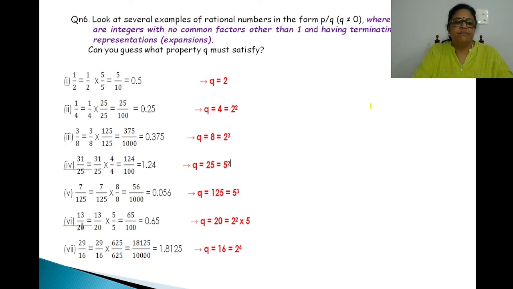Next one, 13 by 20. 20 into 5 is 100. So numerator also into 5. 65 by 100. So 100 has 2 zeros, so 2 decimal places.